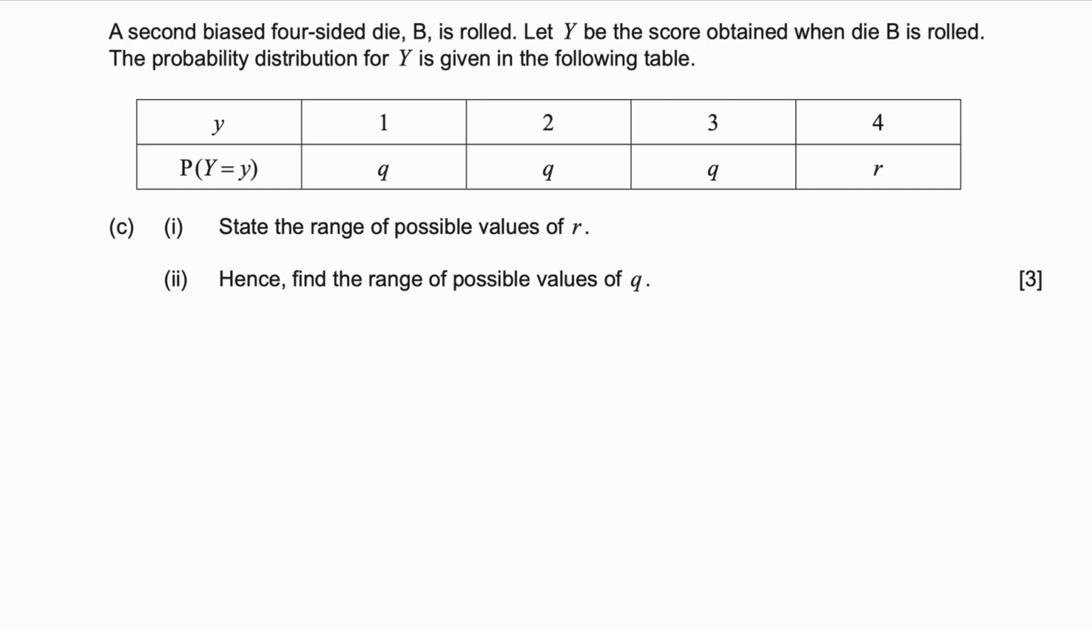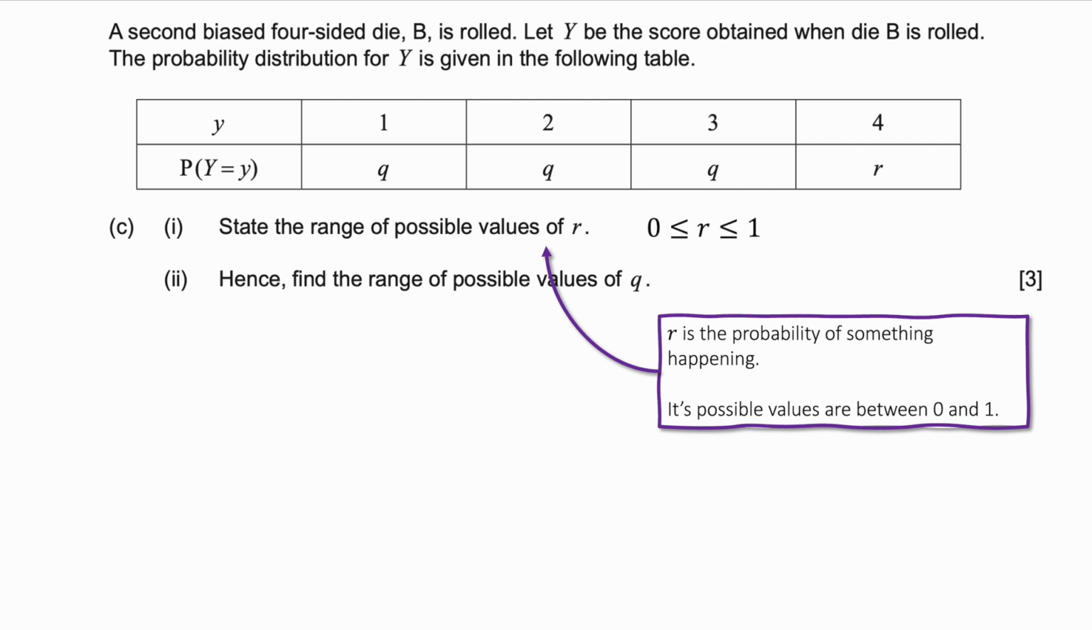Now a second biased four-sided dice is rolled, and Y is the score obtained when B is rolled. The probability distribution is shown in the table. State the range of possible values of R, and hence find the range of possible values of Q.